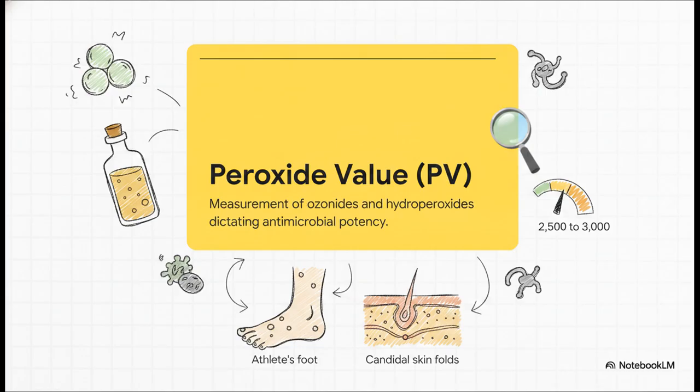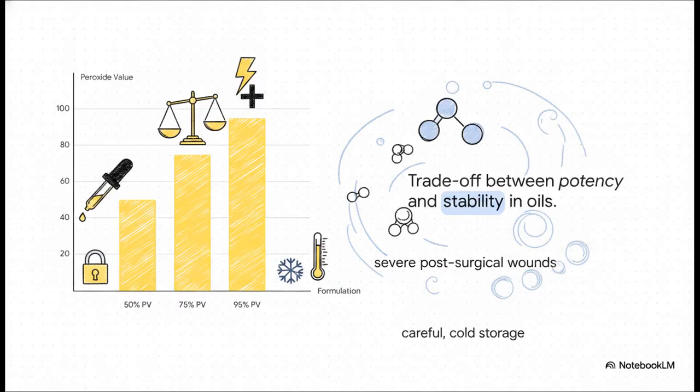Looking at historical clinical data, a PV of roughly 2,500 to 3,000 is seen as the optimal range for fighting topical skin infections, like athlete's foot or candidal skin folds. But formulating these clinical oils is always a bit of a trade-off, as we can see mapped out here. A 50% PV oil gives you really high stability and a much longer shelf life, but you only get moderate efficacy. A 75% PV gives you a great balanced clinical middle ground.